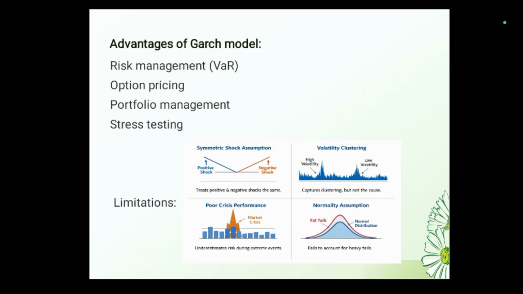Here are four limitations of the GARCH model. One is the symmetric shock assumption, volatility clustering, poor crisis performance, and normality assumption. In symmetric shocks, it often treats positive and negative news the same, even though bad news usually spikes volatility more. In crisis performance, it can sometimes underestimate risk during black swan events. In the normality assumption, it may fail to fully account for those heavy tails if the underlying distribution is too extreme.